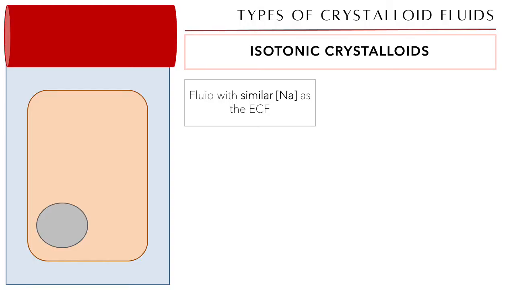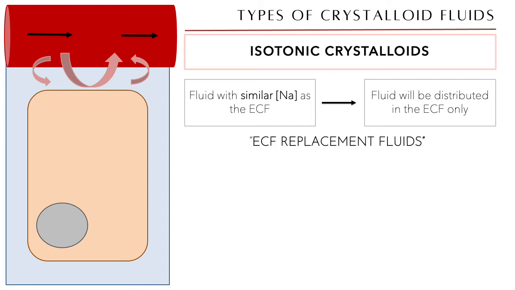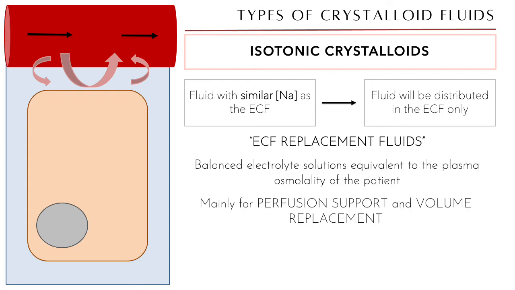Isotonic crystalloids would have the same sodium concentration as the extracellular fluid, or the plasma. So that means this fluid, since they have the same tonicity, will be distributed in the ECF only, right? It could go into the interstitium. They will not be accepted by the cells, and they could go from the interstitium back to the intravascular space. So this is why they are called ECF replacement fluids, right? So mainly for perfusion support and volume replacement.